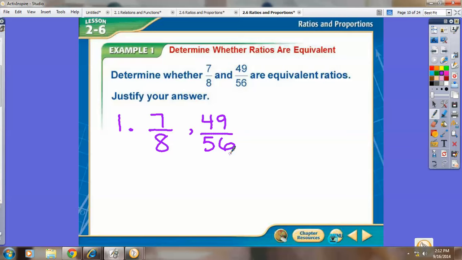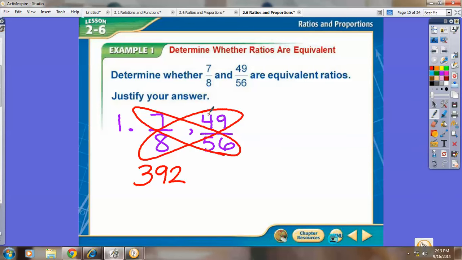There are several different ways that we could go about trying to decide if these two are equivalent or not. The most efficient way, or the way that we're going to work with, is by multiplying one of the numerators and the opposite denominator. So on your calculator, please take 7 times 56. What do you get? 392. 8 times 49. Also 392. Are these equivalent ratios? Yes.